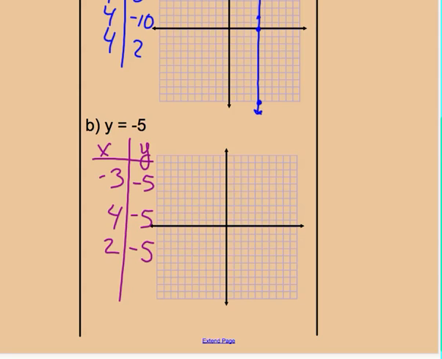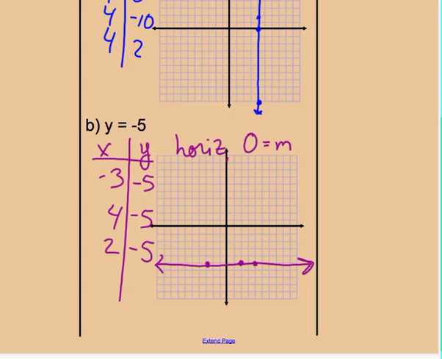Okay? And plot our ordered pairs, -3, -5. We've got 4, -5. And 2, -5. Fairly obvious to see where my line is now. Arrows on both ends. This time it is a horizontal line with a 0 slope. If you can't remember, 0 fun was the horizontal line on our cheesy slope dude video.